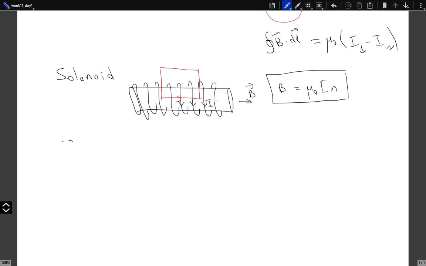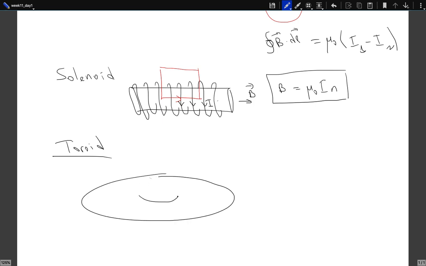And then we looked at the problem of the toroid, which is just a donut-shaped object, where again you just wrap coils around it. Ideally, infinitely many of them.